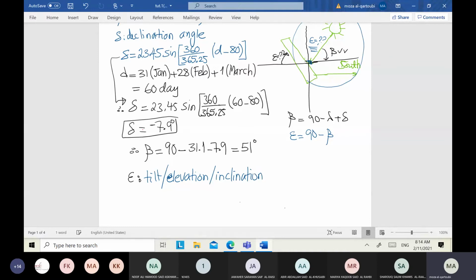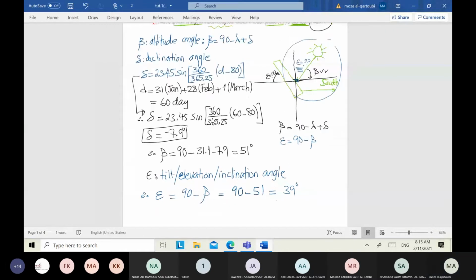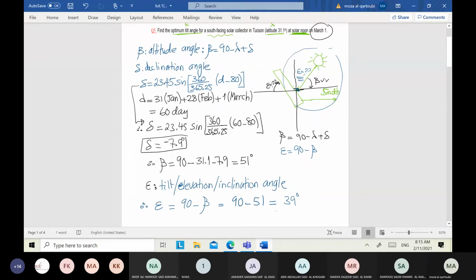Therefore, in this question, epsilon will be 90 minus beta. So it will be 90 minus 51. So the tilt angle is 39 degrees. Yes, 39 degrees. So this is the solution of question number 5. Any note? Okay, clear?